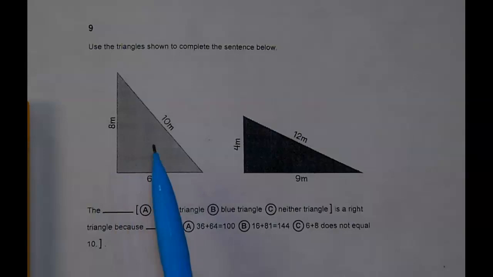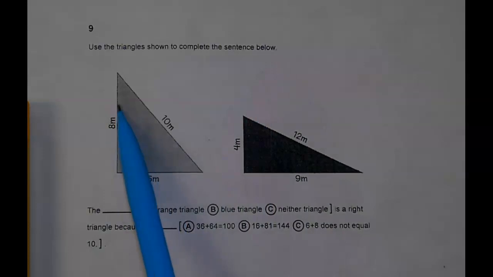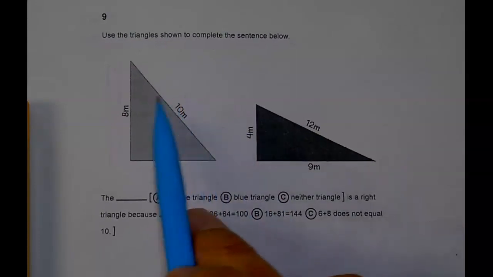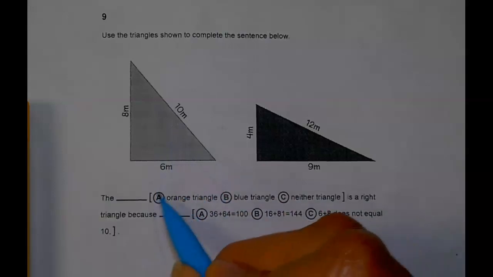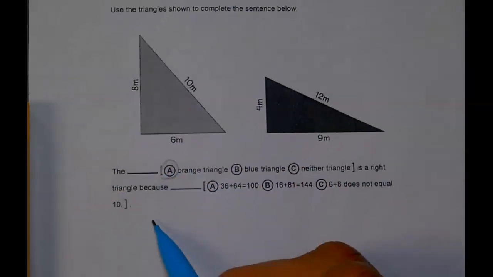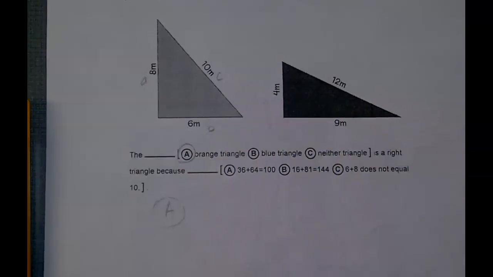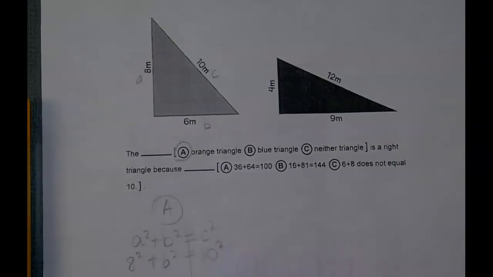All right. Okay, so this one, using triangles shown to complete the sentence below. So here we go. A squared plus b squared is equal to c squared. We're going to look at, I assume, maybe this is orange. So then if we're looking at A for orange, I'm going to use this as A and B, and this is C. So I'm going to set it up. A squared plus B squared equals C squared. So 8 squared, 6 squared, and 10 squared.